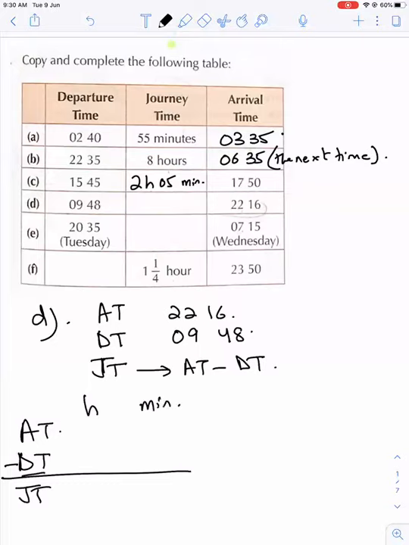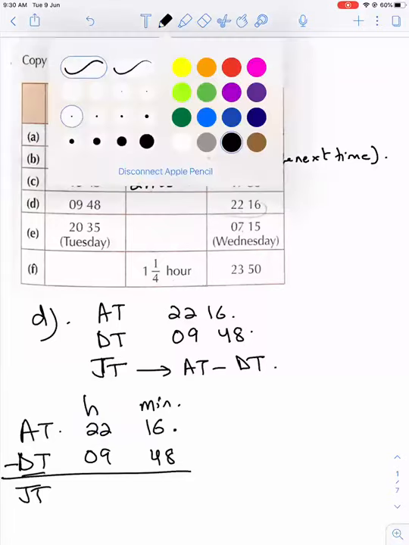here and minutes here. Arrival time is 22:16. Departure time is 9:48. Now the question arises: since you're supposed to subtract 48 minutes from 16 minutes, this is not possible. From 16 minutes, you cannot subtract 48 minutes. So what you will do is borrow an hour from the hours column and bring it to the minutes column. How will you go about doing that?